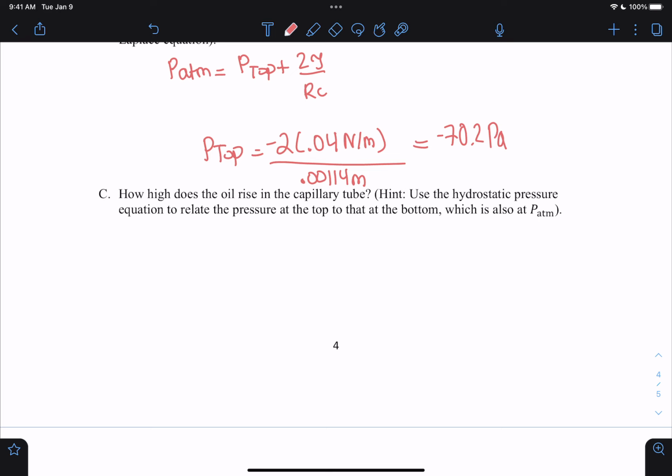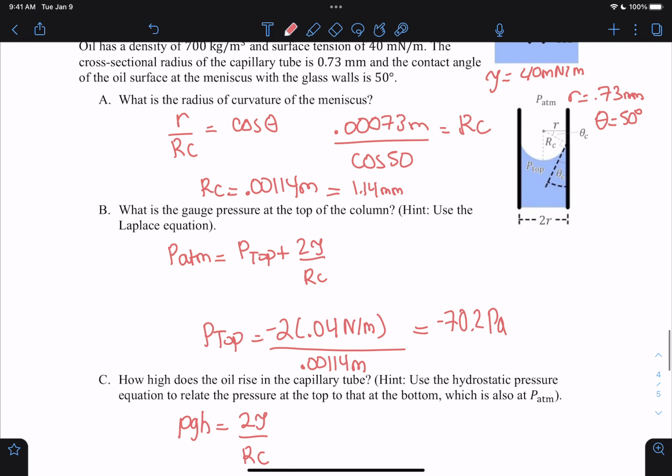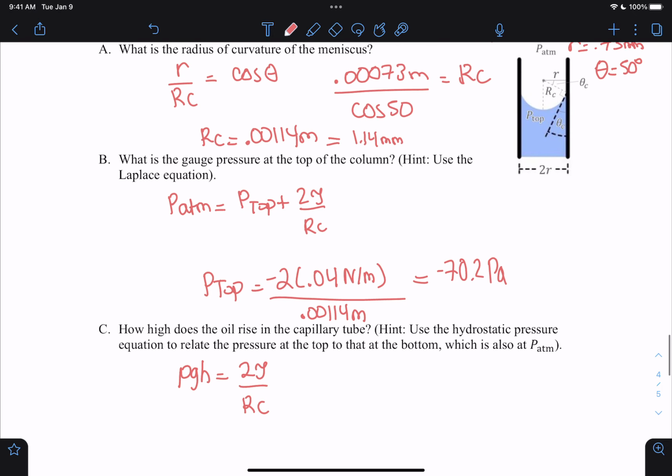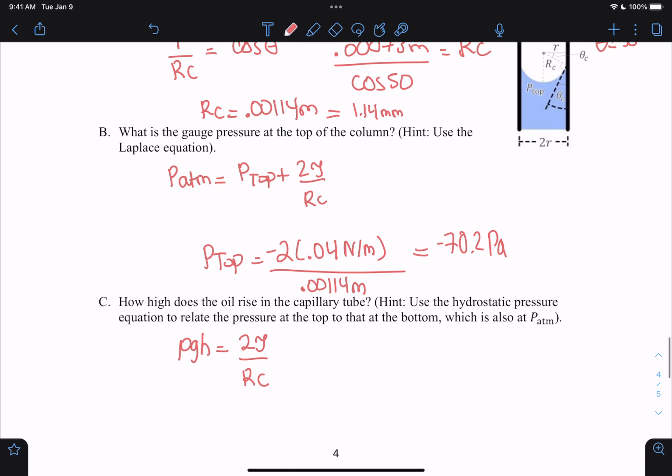Use the hydrostatic pressure equation to relate the pressure at the top to that at the bottom, which is also at P atmosphere, right? So we were just looking at that in the slides, where they had rho g h is equal to 2 times the surface tension divided by the radius of curvature, right? So if we have a radius of curvature from earlier, which is 0.00114 meters, right?